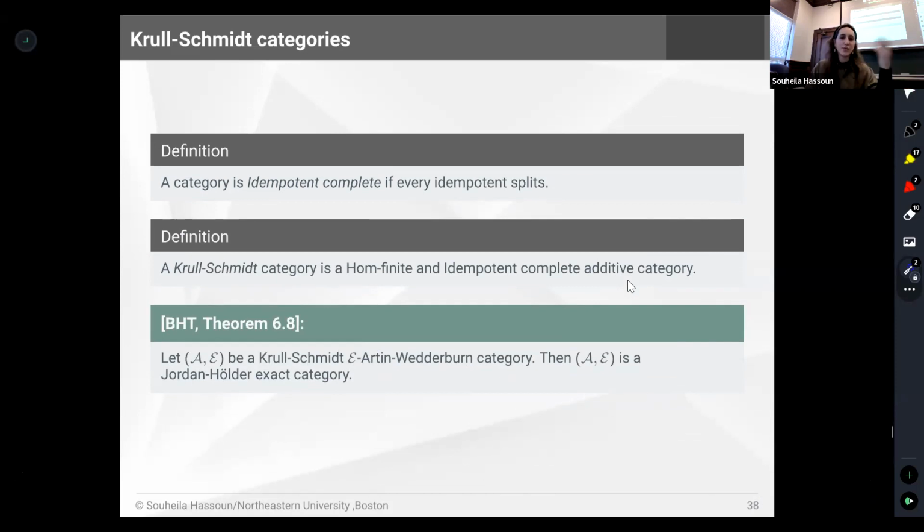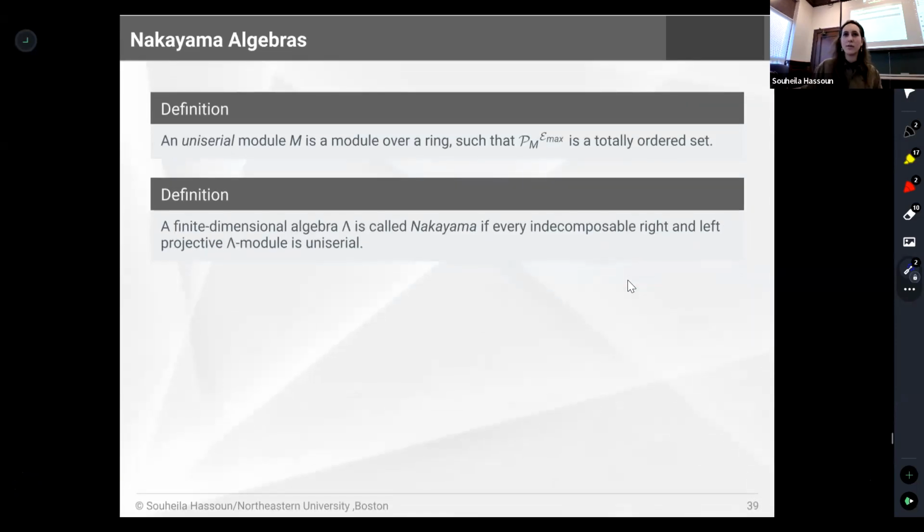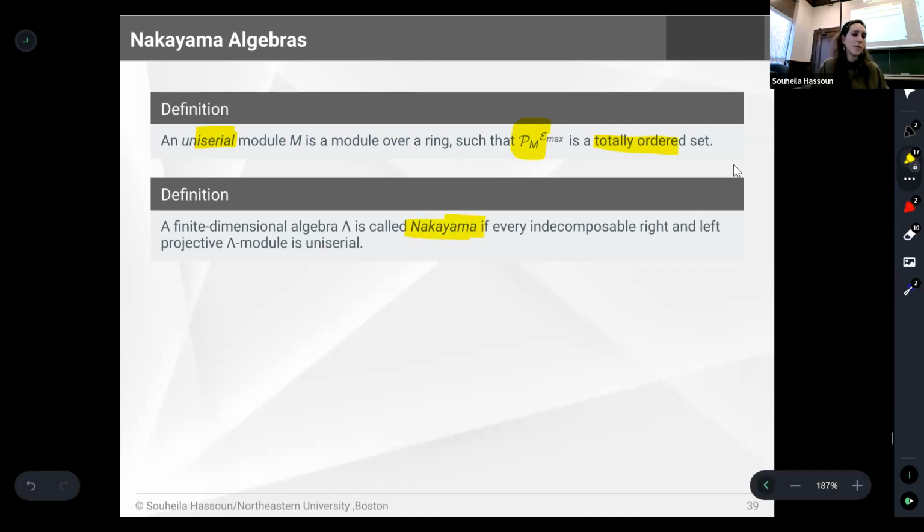And we were able to prove that, if and only if, for some categories, for the modules over a Nakayama algebra. So let me first recall what a Nakayama algebra is. First, a module is uniserial if this set of subobjects, when we take all short exact sequences, is a totally ordered set, so that we can order any two subobjects. So there would be only one filtration. And a finite dimensional algebra is Nakayama if every indecomposable left and right projective is uniserial in that way.